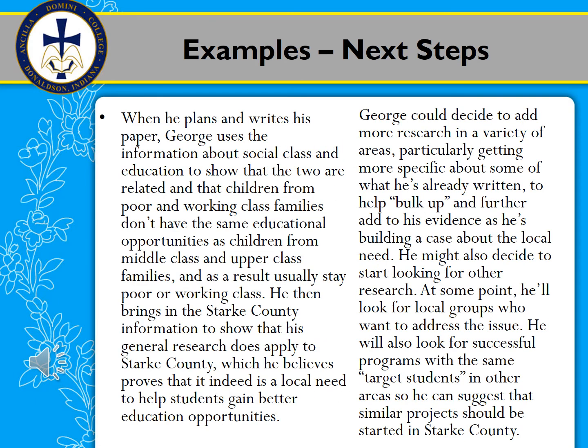Having found the information that we have just talked about, George can then use that information about social class and education that he found in general to show that the two are related and that children from poor and working class families don't have the same education opportunities as children from middle class and especially upper class families. And as a result of that, they usually stay poor or working class. And again, this is a fairly established idea, fairly established fact that this is how things go. We know some exceptions of people who, of course, have moved up in social class, but the general trend is that people don't go anywhere. This is pretty well understood. You can find that research all over the place. George found that research, and then he brought in Stark County information to show that the general research does apply to Stark County.